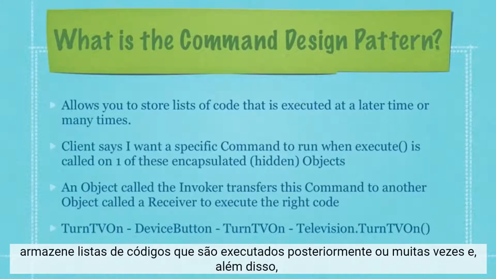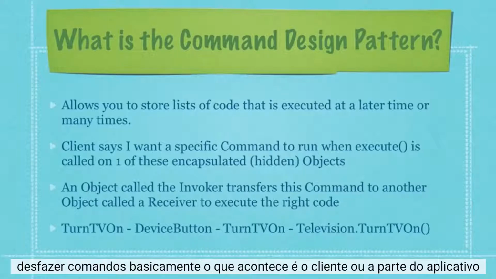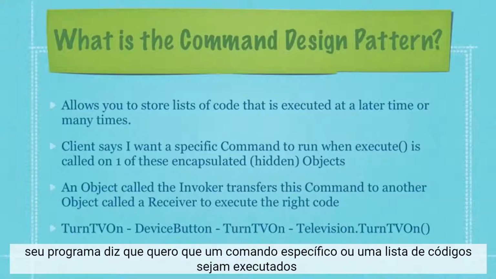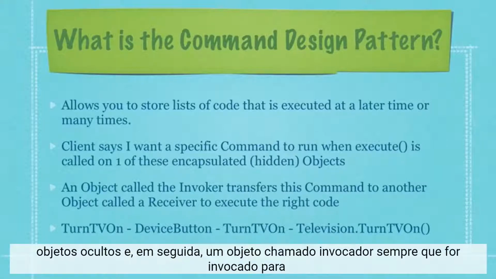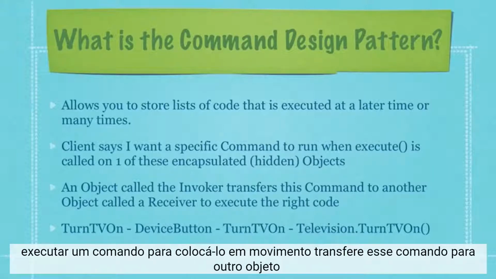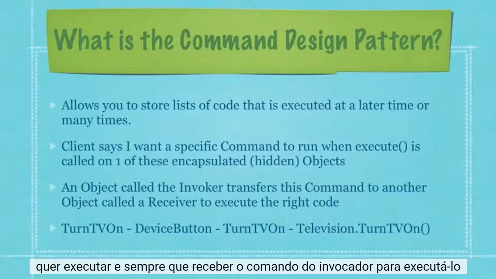Basically, what it allows you to do is store lists of codes that are executed at a later time or many times. And on top of that, normally with the command design pattern, there's the capability for you to undo commands. Basically, what happens is the client or the application part of your program says, I want a specific command or a list of code to be executed whenever a method called execute is called on one of these encapsulated hidden objects. And then an object called the invoker, whenever it is invoked to perform a command to set it in motion, transfers this command to another object that is called the receiver, and the receiver has the actual code that you want to execute, and whenever it gets the command from the invoker to execute it, it executes it.